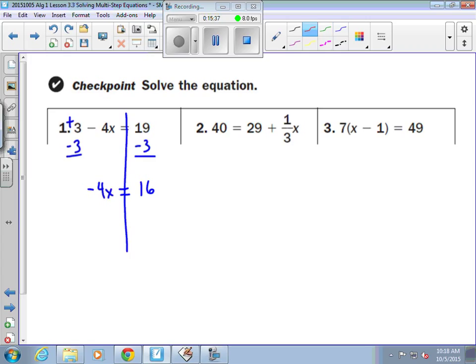Undo negative 4 times something by dividing by negative 4. If you do it to the left, do it to the right. A positive divided by negative is going to be a negative. 16 divided by 4 is 4.